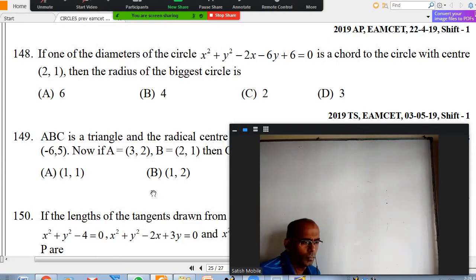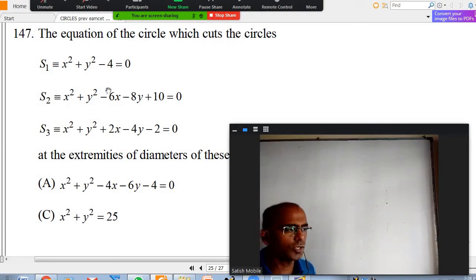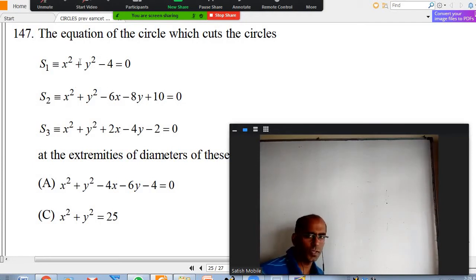Sir, can you explain 147 from the beginning? Okay. Take that circle as x squared plus y squared plus 2gx plus 2fy plus c equal to 0. Subtract from the first circle, you will get the radical axis, and that should pass through the origin, the center of the first circle. Subtract the g, f, c circle from the second circle, you will get a line that should pass through (3, 4), the center of the second circle. Every time the common chord should be a diameter, it should pass through the center. So you will get three conditions. Solve them, you will get the g, f, c values. Is it okay? Okay, sir.